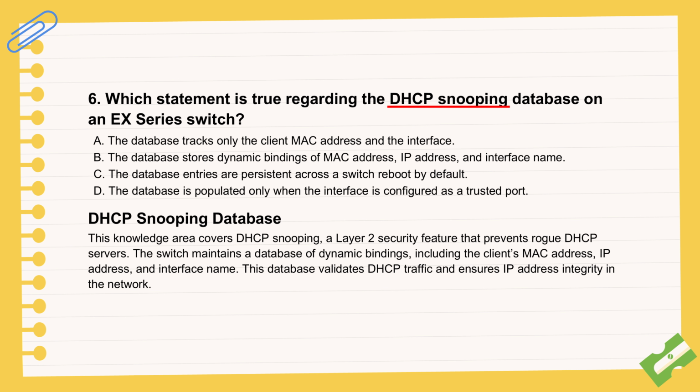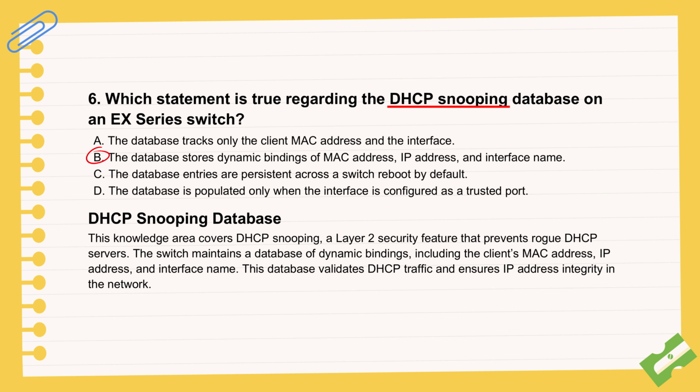Yeah, it builds a dynamic binding table. It basically watches the DHCP conversations, the requests and the offers, and it records who got what IP address. It creates a trusted list. Okay, so what specific information does it have to store in that table to be useful against spoofing? The sources mentioned 3 things. 3 key pieces. The client's MAC address, the IP address that the DHCP server officially assigned to that MAC, and this is crucial, the specific switch interface that client is plugged into. MAC, IP, and interface. Why all 3?